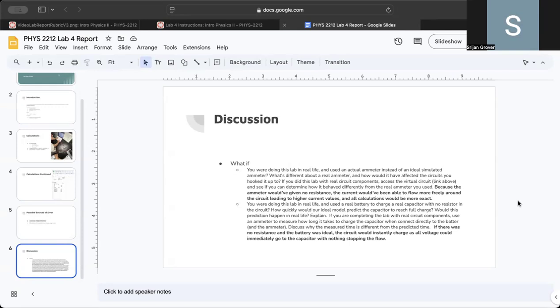If there was no resistance and the battery was ideal, the circuit would instantly charge as all voltage could immediately go to the capacitor with nothing stopping the flow.